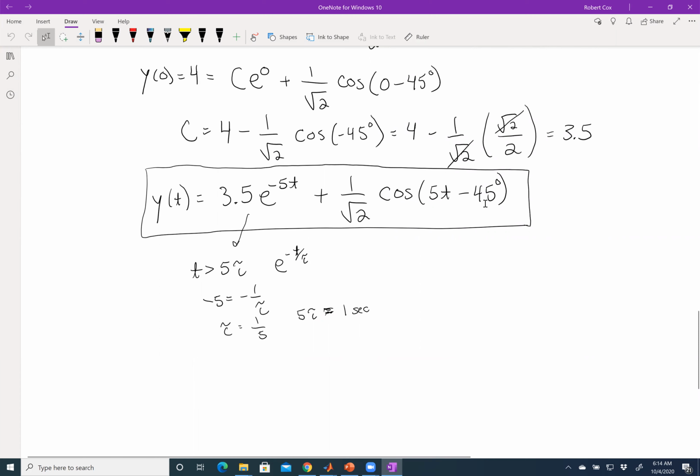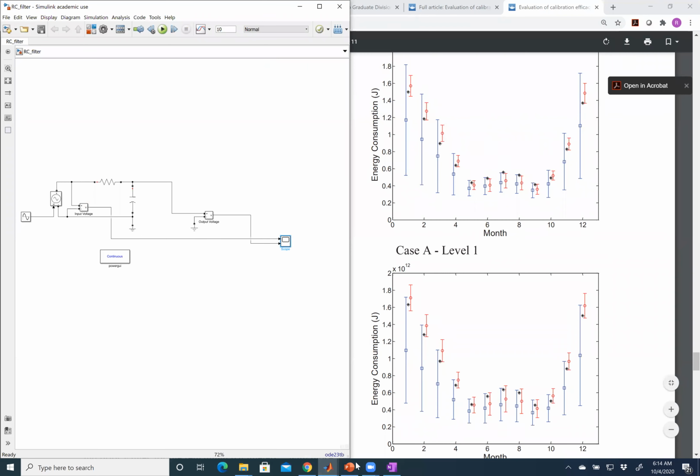So let's validate what we got out of the circuit simulator. Our solution says that once we get to steady state, the amplitude of the output should be 1 over square root of 2, which is about 0.7. Let's look at that first before I talk about the phase.